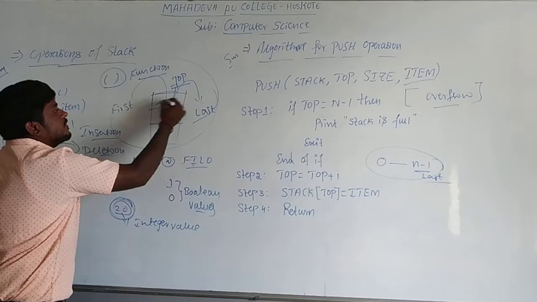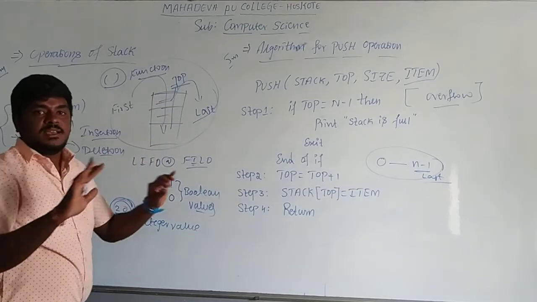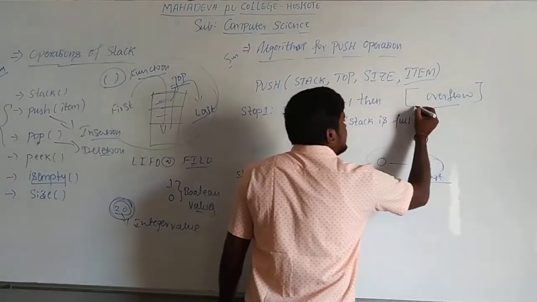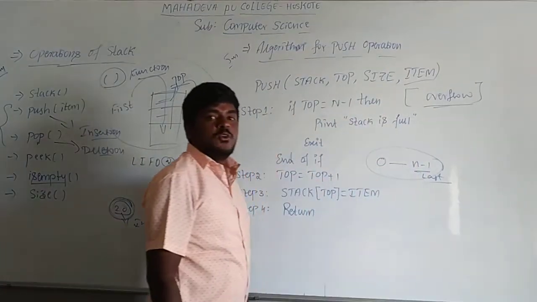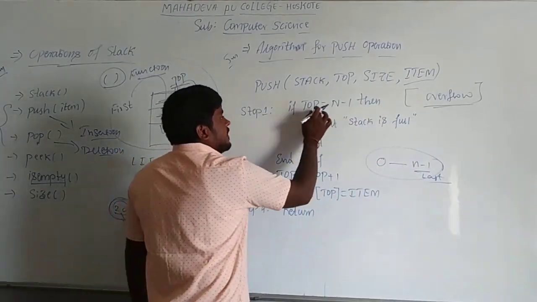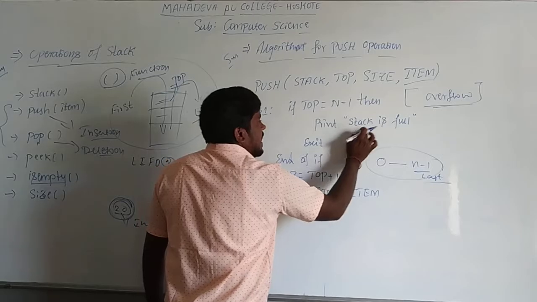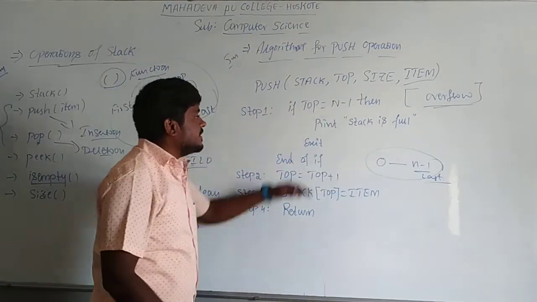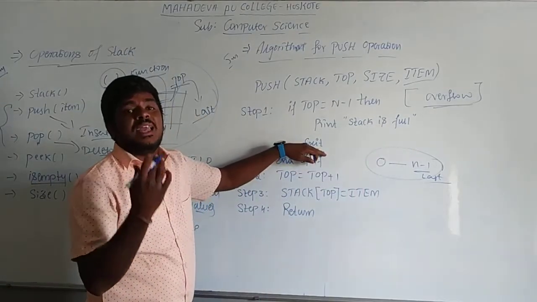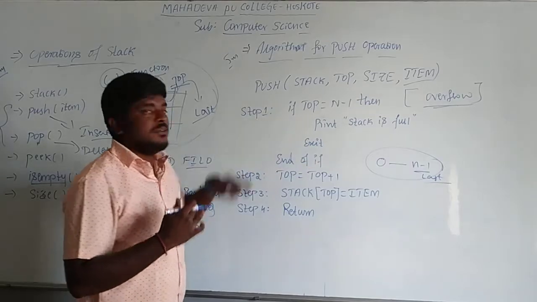The stack is full. Next, we can't insert an element. So we call that checking the overflow. If top is equal to n minus 1, then the stack is full and we can't insert the element. Then it is automatically terminated or exits. Okay, end of the if condition.